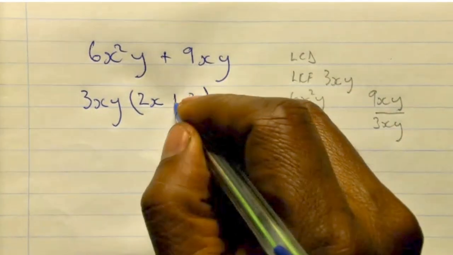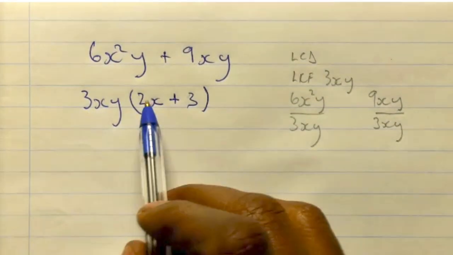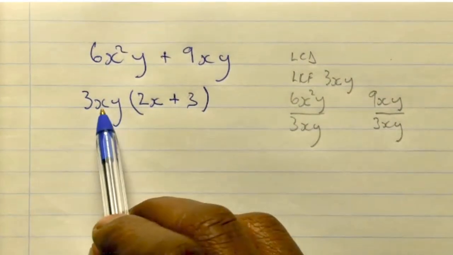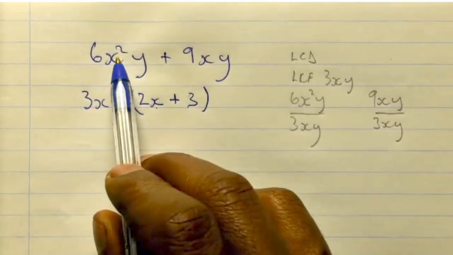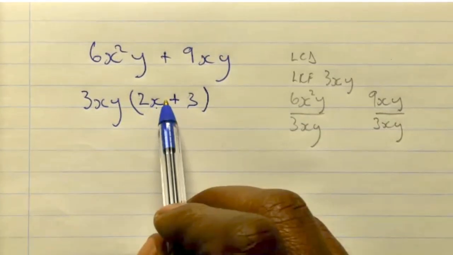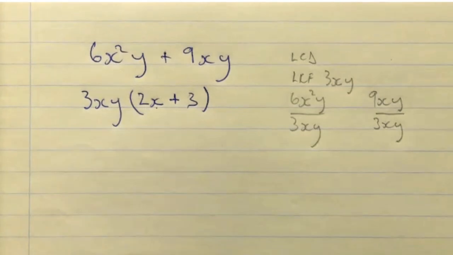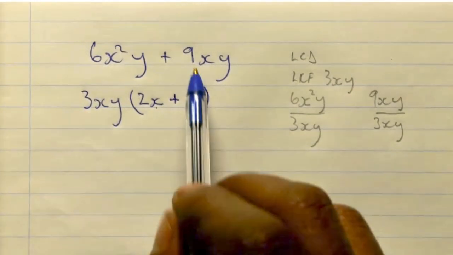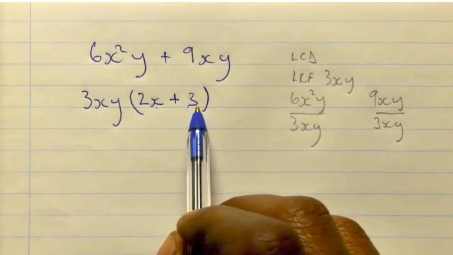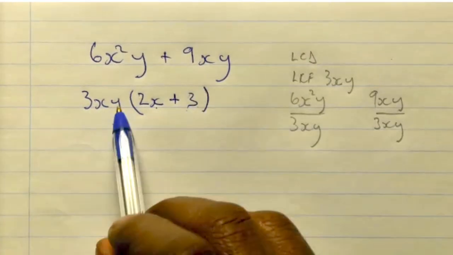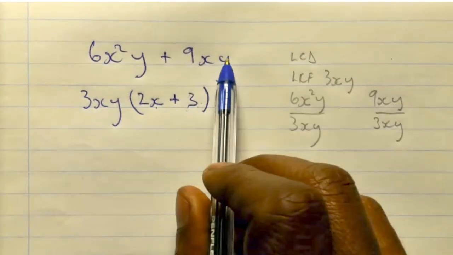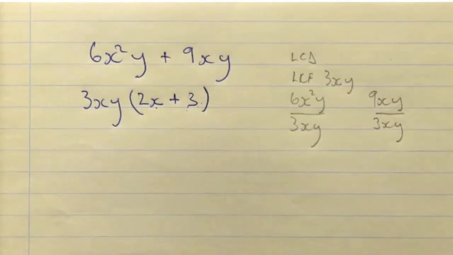Positive, positive, positive. Confirm. 3 times 2, 6. X times x, x squared. Y times invisible 1, y. 3 times 3, 9. X times invisible 1, x. Y times invisible 1, y. Then you are done. Okay.